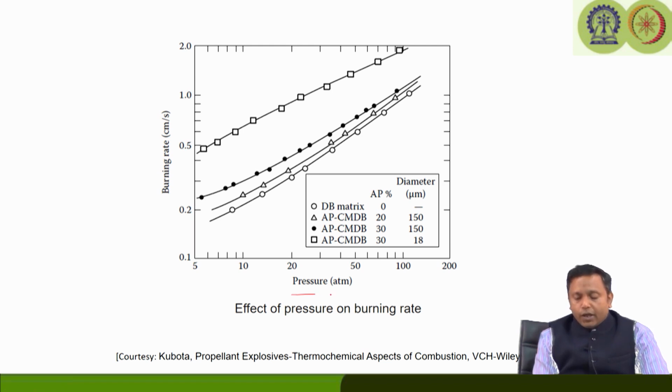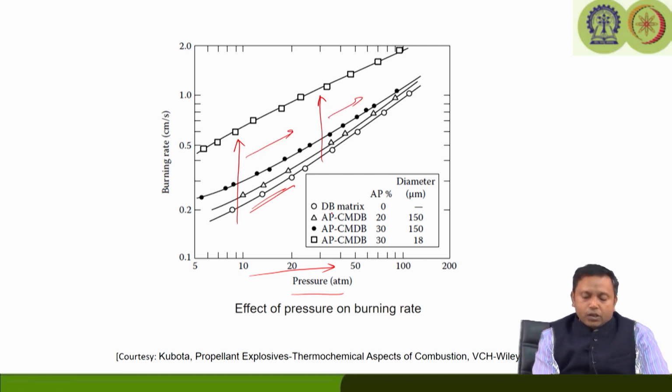So, we can see as the pressure is increasing, the burning rate is going to be increased continuously, like we can see for double base propellant it is here, but for composite propellant you can see as the AP percentage increases, the burn rate is also going to be increased. We can see this here, and as the pressure is increasing from 10 atmosphere, 20 atmosphere, 50 atmosphere, the burn rate is also increasing. Okay.